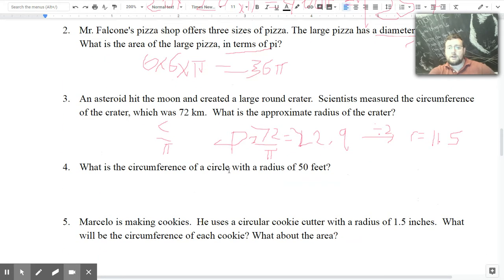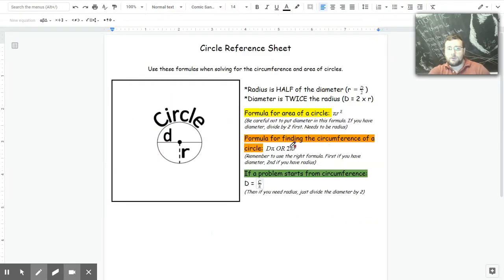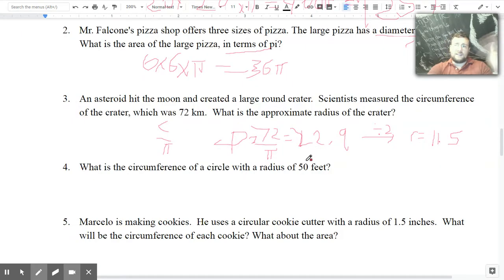Okay, what is the circumference of a circle with a radius of 50 feet? All right, we have a formula for that. Circumference of a circle is just diameter times pi, or 2 times pi times the radius, since the diameter is just 2 times the radius. So since I have the radius, I'm going to use that version. 2 times pi times the radius. Now the radius is 50 feet. So all I have to do is 2 times 50, which is 100 pi. Now that could be what the answer choices give you, if the answer choices are in terms of pi. Or you can go to the calculator and plug that in, and you would get about 314 in this case.